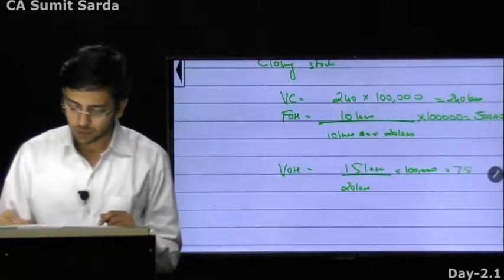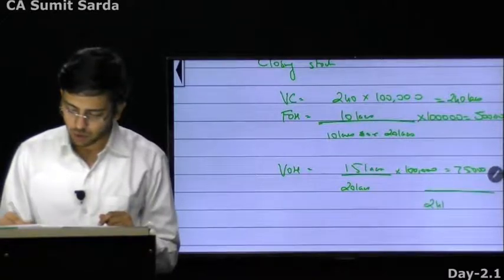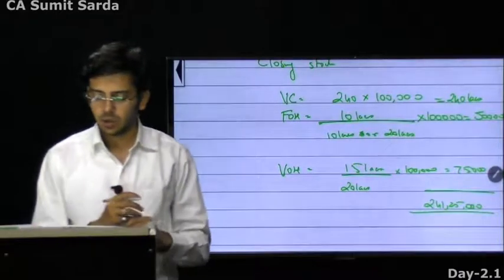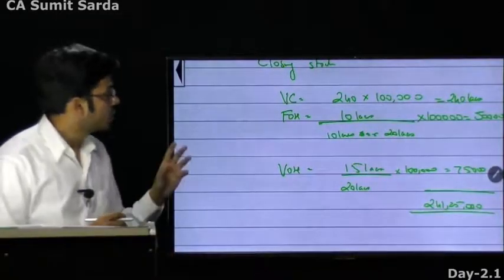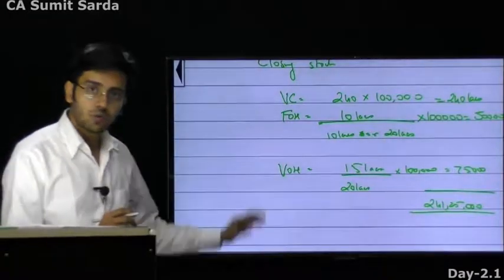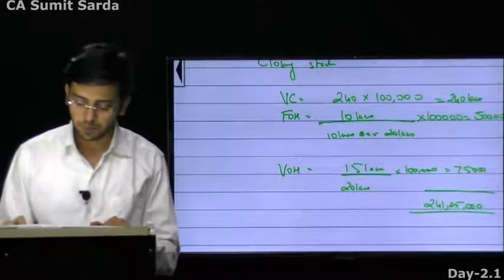So this is 75,000. So I can say that my closing stock valuation is 241 lakh 25,000 after adding all the three. Be careful with the zeros that you are using and be careful with the concepts that you are using. The concepts that we have used for fixed overhead and variable overhead are different as per the costing terminologies. Okay.